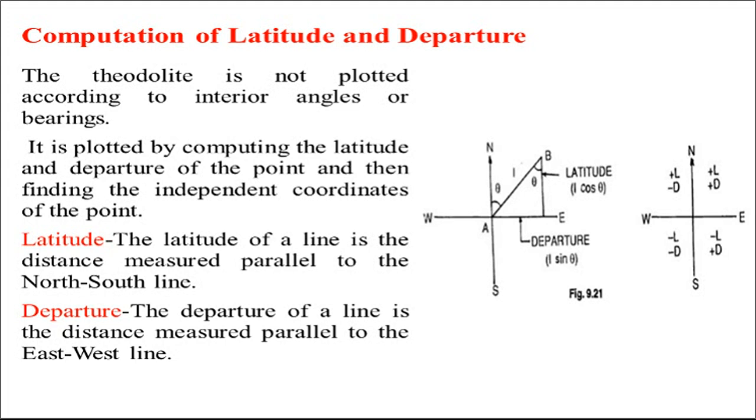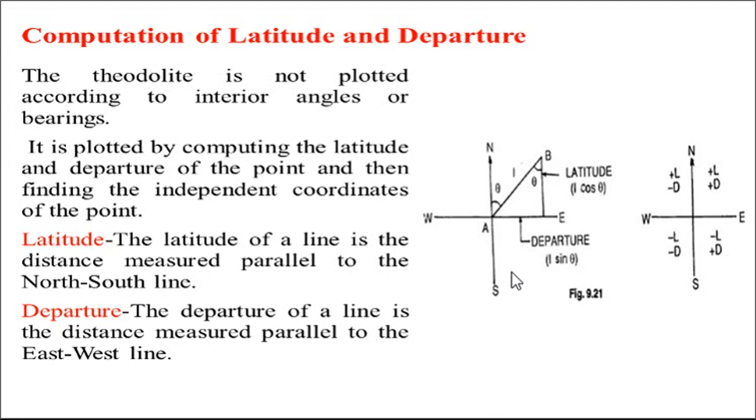It is plotted by computing the latitude and departures of various points and then finding the independent coordinates of the point. So the latitude of a survey line is the distance measured parallel to the north-south direction, while departure of a survey line is the distance measured parallel to the east-west line.